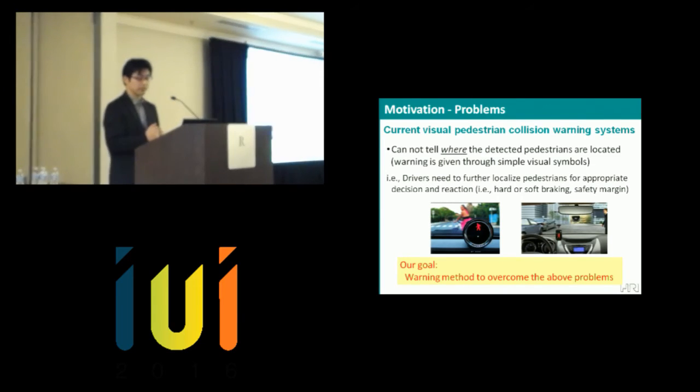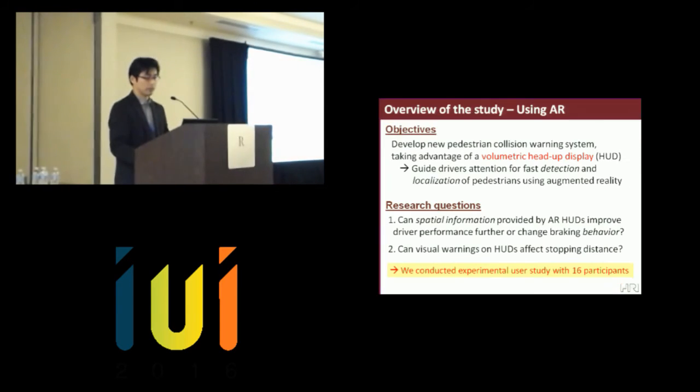So our goal is a warning method to overcome those problems. This is the overview of our study using our augmented reality display in the car. The objective is to develop a new pedestrian collision warning system taking advantage of a volumetric heads-up display. Let me explain the hardware later. And the guide will guide drivers' attention for fast detection and localization of pedestrians using augmented reality.